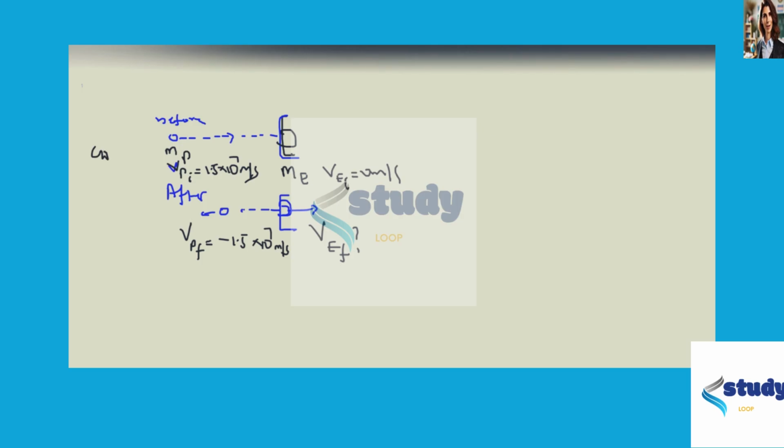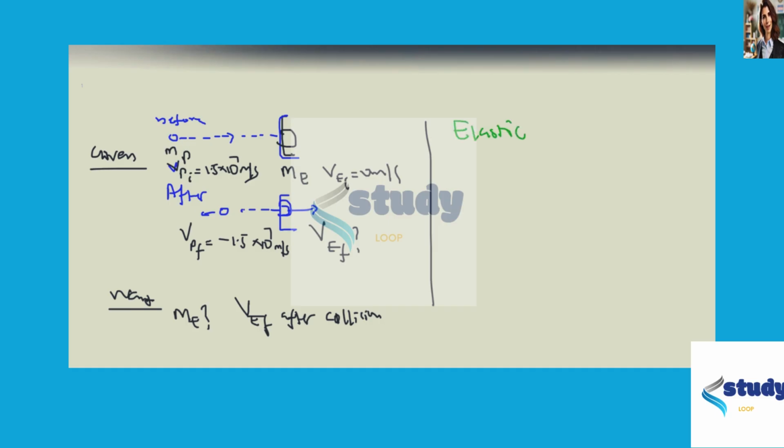So this is the information that's given. We want to find the mass of the element, and also the final velocity of the element after collision. Those are the two things we want to find out. We can use the elastic collision property to find this final velocity.